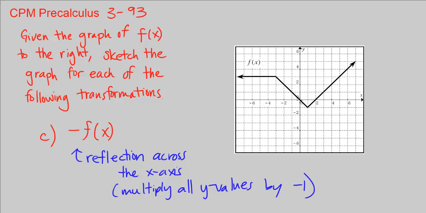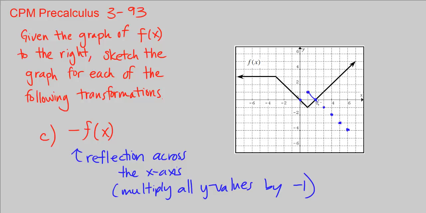Okay, so let's start at 0, 0. Well, the y value is 0. Multiply that by -1, you still get 0. The y value here is -1. You multiply -1 by -1, you get +1. Here the y value is 0. Multiply 0 by -1, you get 0 still. +1, you multiply by -1, you get -1. +2, you multiply by -1, you get -2. +3, the y value, you multiply by -1, you get -3. +4, you multiply by -1, you get -4.